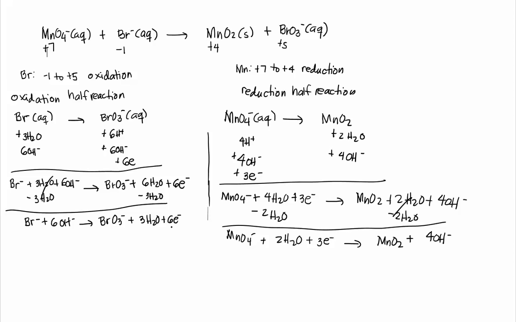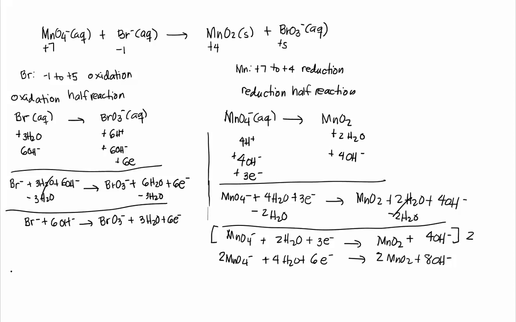We have to make the electrons in oxidation equal to the electrons in reduction. So we multiply the reduction half reaction equation by 2 so that we get 6 electrons. This then becomes 2MnO4 minus plus 4H2O plus 6 electrons, 2MnO2 plus 8 OH minuses.